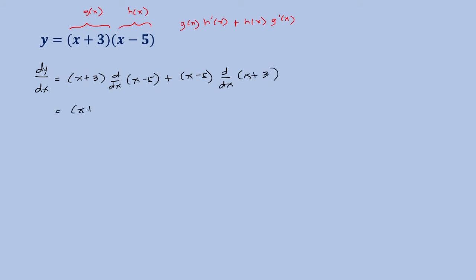So we have x plus 3. The derivative of x minus 5 is 1 plus x minus 5 times the derivative of x plus 3 is 1 plus 0, so it's just 1. Simplifying, x plus 3 times 1 is simply x plus 3, and x minus 5 times 1 is x minus 5. So we have x plus x is 2x, and 3 minus 5 is negative 2.